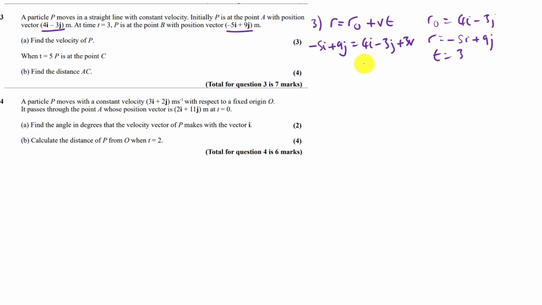We just rearrange that to get minus 9i plus 12j equals 3v. So v must equal minus 3i plus 4j meters per second. And that should make sense, because if it starts at this position, after 3 seconds it's going to move to a new place with a velocity, and we get the new position it's in, which is r. That's a, and then b.